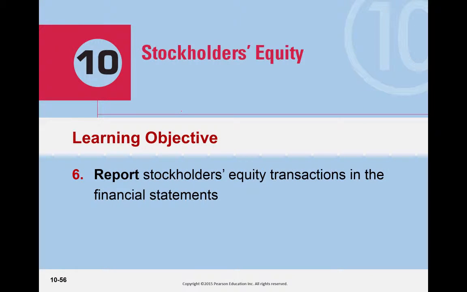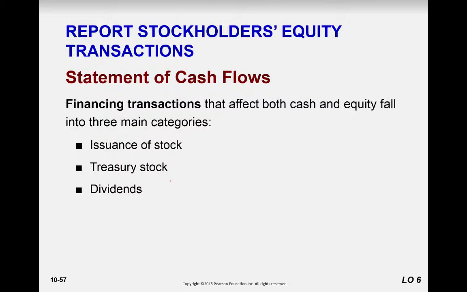And lastly, let's talk about the reporting of these transactions: the issuance of stock, treasury stock, and dividends. They are all reported on the statement of cash flows in the financing section. You'll remember the statement of cash flows has operating, investing, and financing as the primary three sections. So all of these transactions dealing with equity go into the financing section.